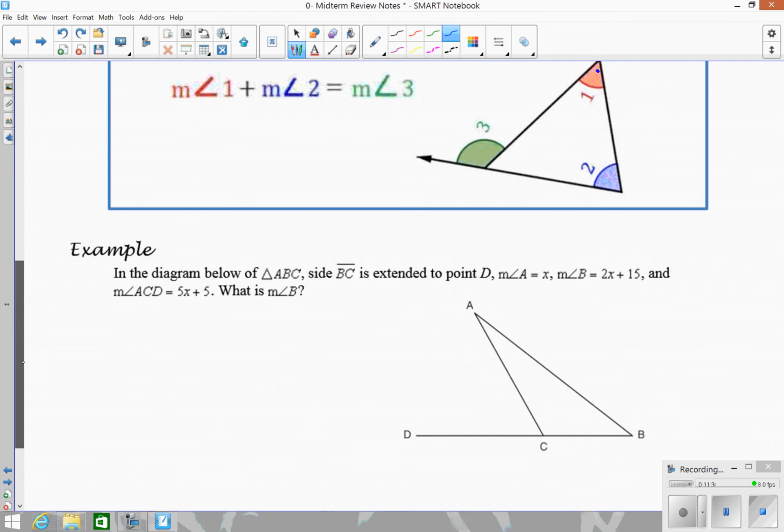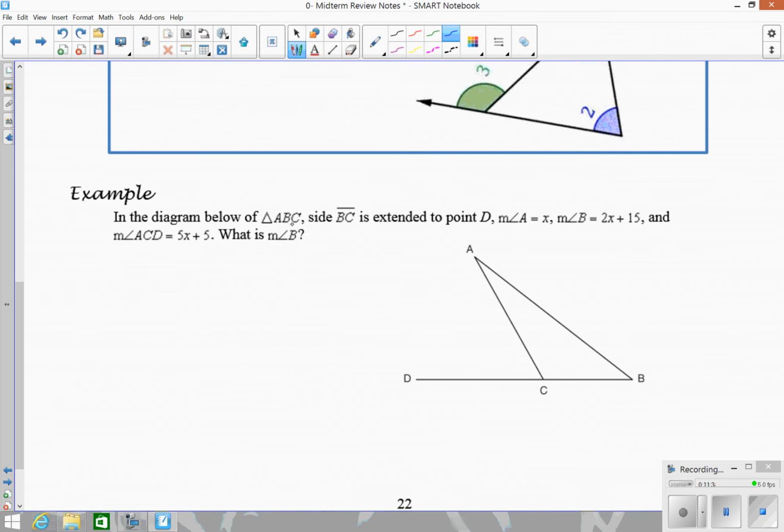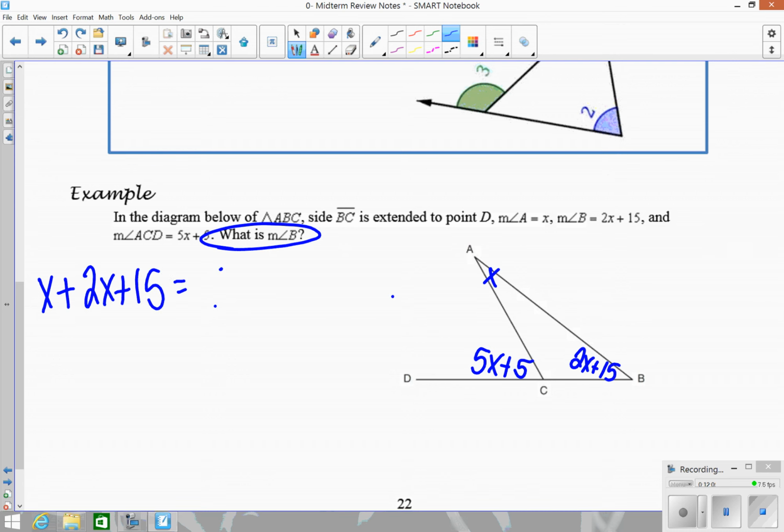If we look at this example, we have this situation. We have angle A is x, angle B is 2x plus 15, and ACD is 5x plus 5. We want to find the measure of angle B. Again, not just solving for x, but once I get x, I'm going to have to plug back in. These two angles are going to add up and equal the exterior angle. So my setup is going to be x plus 2x plus 15 equals 5x plus 5. And then solve for x.